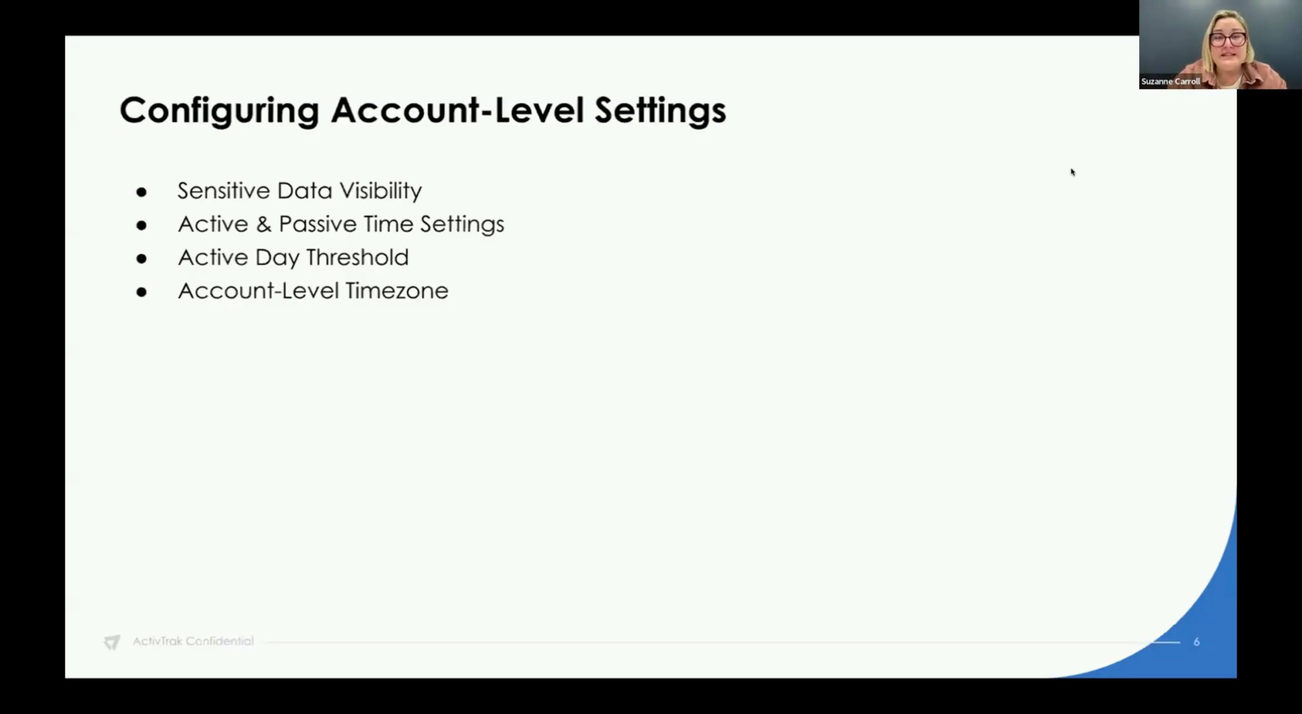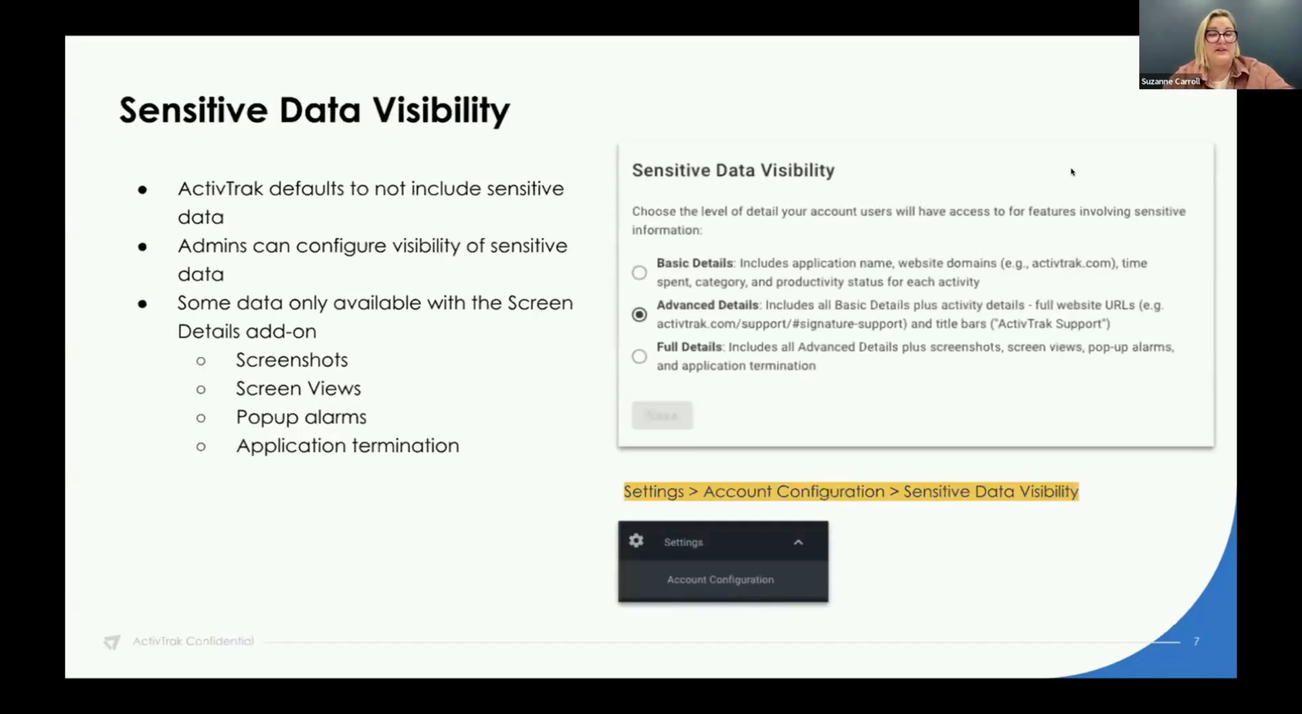So we're going to start with sensitive data visibility. We're a privacy first company, and so we want to start there so that you can set up your account based on your company's needs, any local regulations, all those different things. Then we'll get into setting up the active and passive time and how that is collected for your organization. We'll look at active day threshold. That's actually only used for the upper plans, so premium and professional. If you're on those lower plans, it's still helpful to know because you'll see some of those features in that. And then we'll talk about time zone a little bit. And once we get that, we'll get into classification.